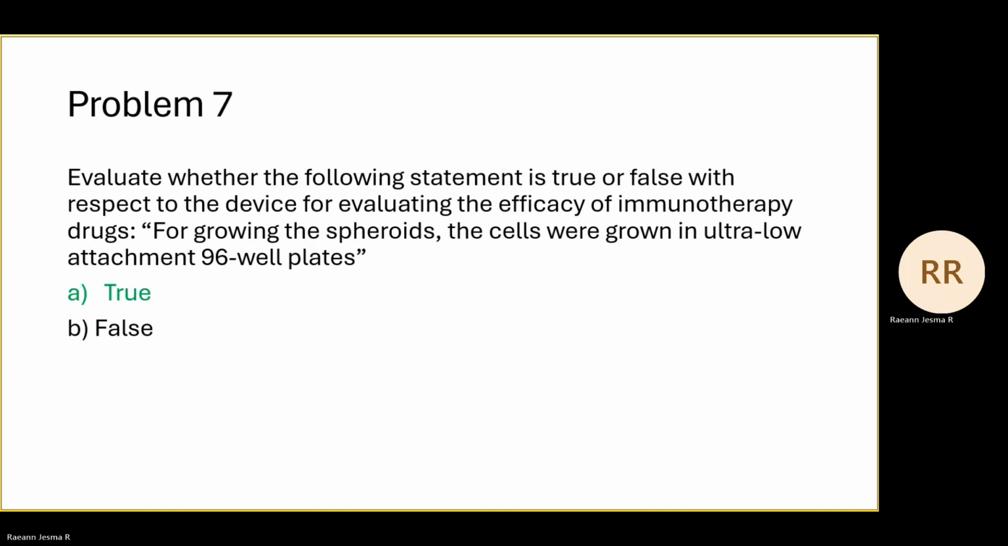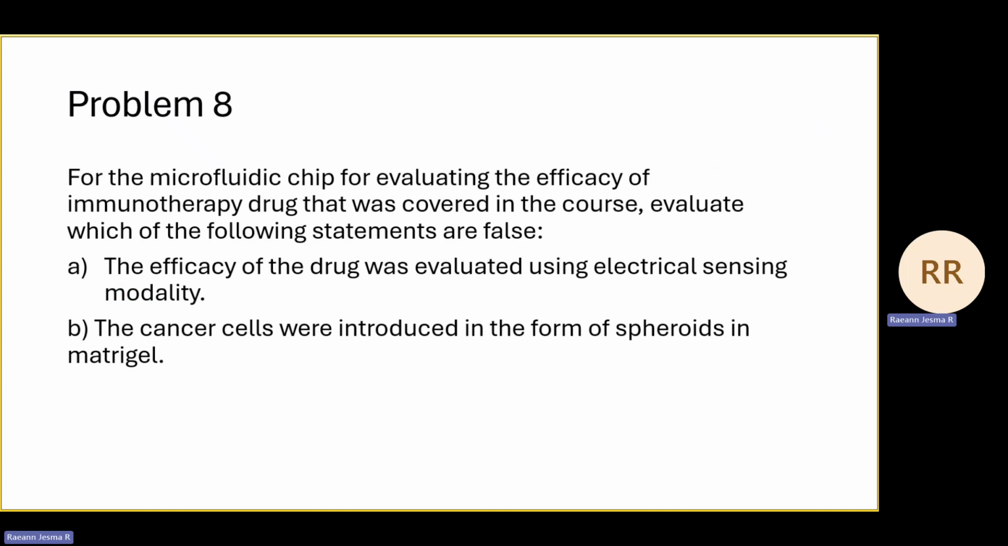Okay. Now let us move on to the next question, problem 8. For the microfluidic chip for evaluating the efficacy of immunotherapy drug that was covered in the course, evaluate which of the following statements are false. Option A, the efficacy of the drug was evaluated using electrical sensing modality. Option B, the cancer cells were introduced in the form of spheroids in Matrigel. So this is similar to the previous question that we have seen. So what is the correct answer?